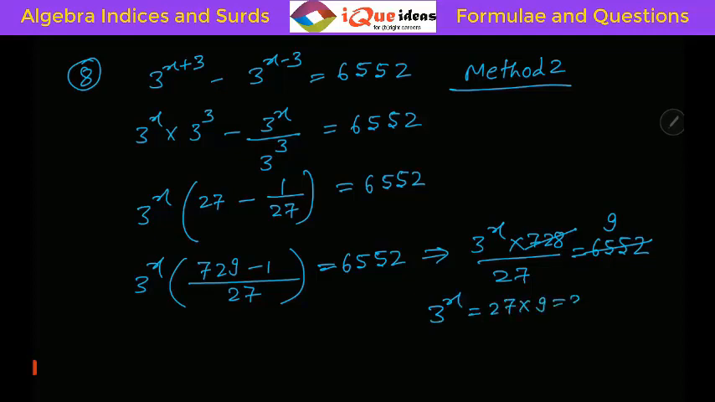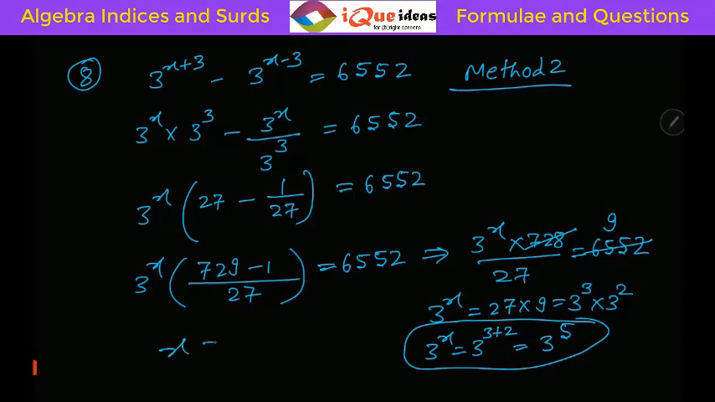Now 27 is actually 3 cube, 9 is 3 square, right? So the powers on the right hand side get added. We have 3 raised to x is equal to 3 raised to 3 plus 2, which is 3 raised to 5. So this tells us very clearly that the value of x is equal to 5. So this was one conventional method, not a very difficult method. This is also useful. Alright.